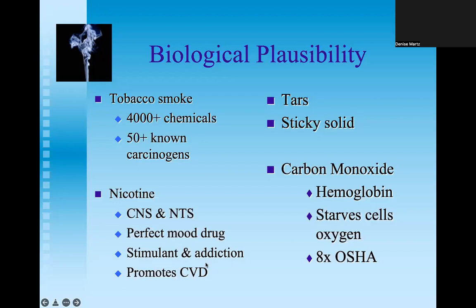As a stimulant, it's going to be highly addictive. The more people smoke throughout the day, the more you're going to have those opponent processes conditioned across time, and it's also going to promote cardiovascular disease.